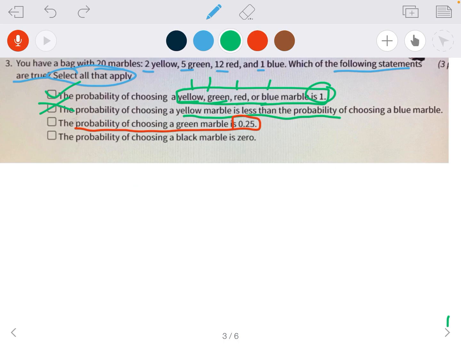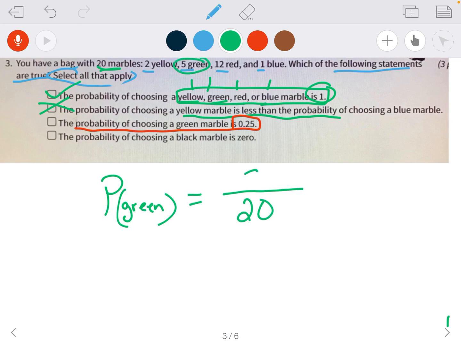Well, let's see. Probability of green is going to equal, how many marbles are there? The total marbles is 20. Let me make some room. Total marbles is 20. That's my denominator. How many green are there? 5. Let's reduce that. Both can be divided by 5, so 1/4. 1/4 as a decimal is 0.25.